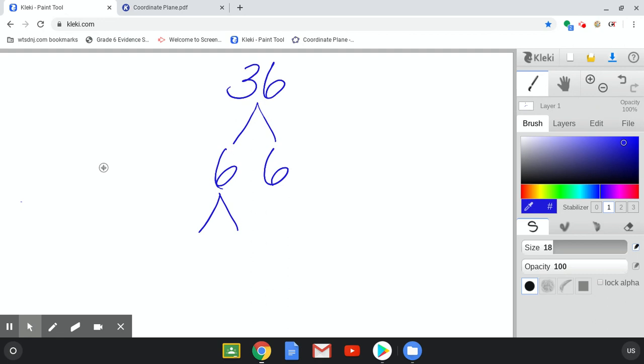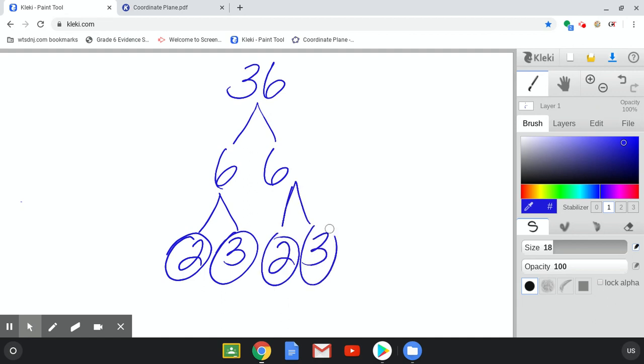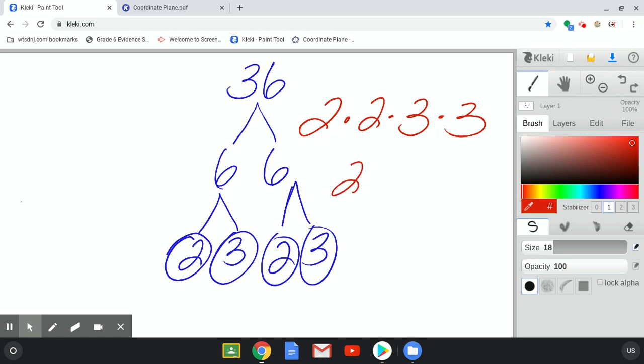Okay, so what number times what number gives me 6? So I can say 2 and 3. I cannot go any further with 2 because it's prime, and I cannot go any further with 3 because it's prime. So again, for 6, 2 and 3. And when I actually go to write this out, this means, if you remember, 2 times 2 times 3 times 3. Or you would write it using an exponent. So 2 to the second power times 3 to the second power. And you should always list these in order from least to greatest.